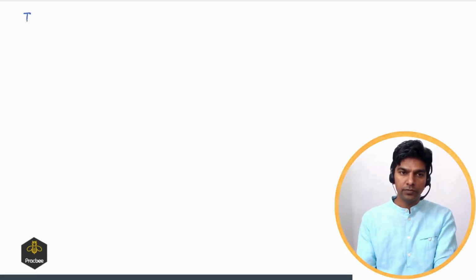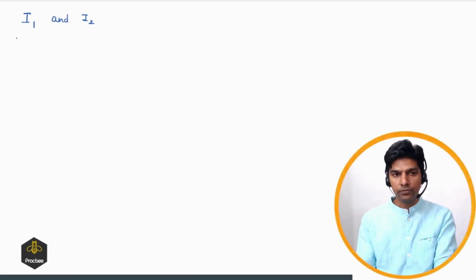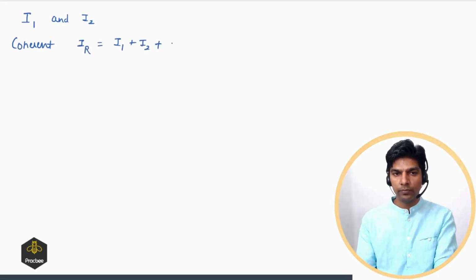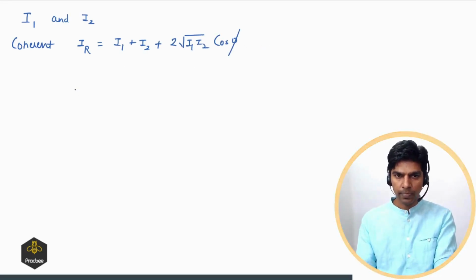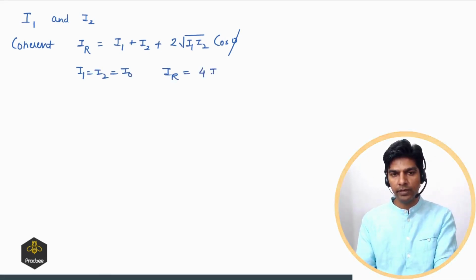If we are given two sources, one having intensity I1 and the other having intensity I2, and if the sources are coherent, in that case the resultant intensity will be given as I1 plus I2 plus 2 times root of I1 I2 cos phi, where phi is the phase difference. And if I1 is equal to I2, let us say it is equal to I naught, then IR can be written as 4 times I naught cos square phi by 2, where 4 I naught is the maximum intensity, right?